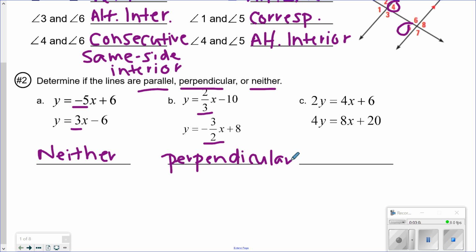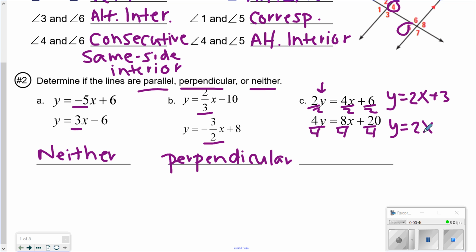For part C, before I can determine if these lines are parallel, perpendicular, or neither, I need to get y by itself. So to get y by itself in my first equation here, I need to divide everything by 2. So divide this by 2, divide this by 2, and divide this by 2. And when I do so, I end up getting y is equal to 2x plus 3. Now I need to solve for y for my second equation. And to get y by itself, this time I have to divide everything by 4. And so I end up getting y is equal to 2x plus 5.